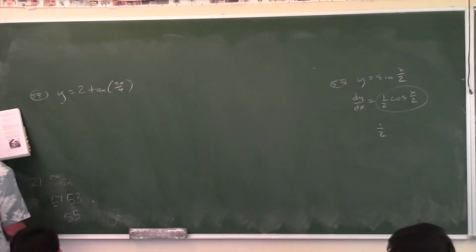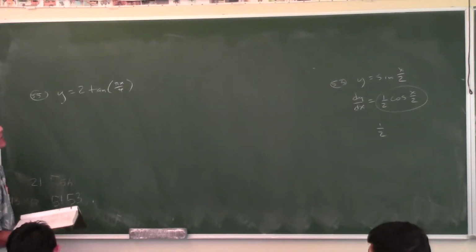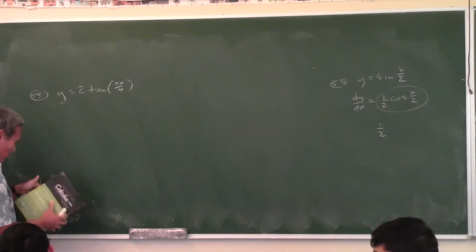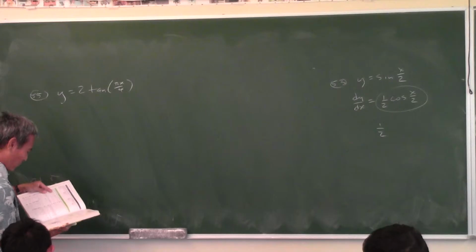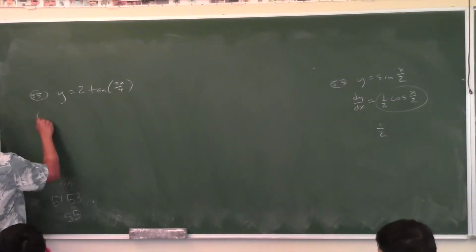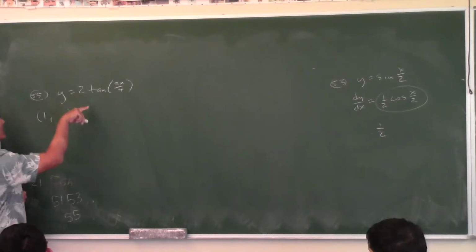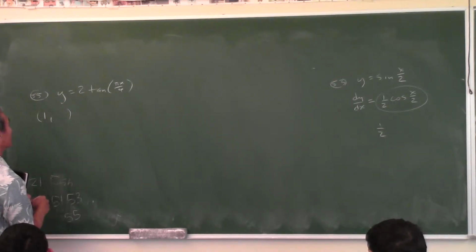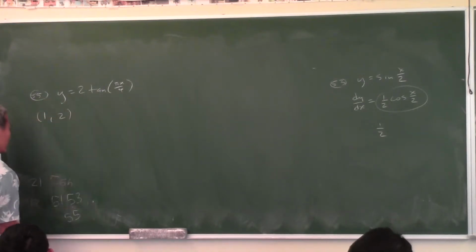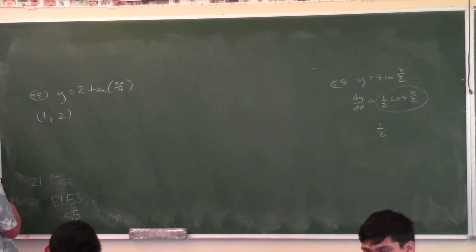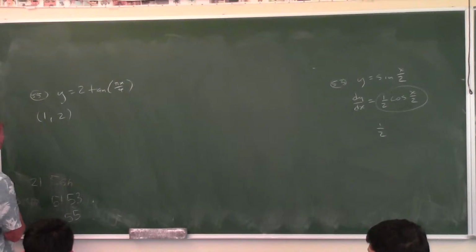It says, write the equation of the tangent and the normal line. Come on! And what is the value of x? 1. Okay, let's get the point first. When x is 1, how do I figure out the y coordinate? Plug it in and you get 2.